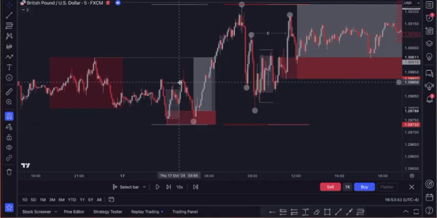Therefore, the second we've had that bullish closure to the upside, I am only looking for areas of demand to buy up from. I'm no longer interested to look for sells, no longer interested to go for any shorts.